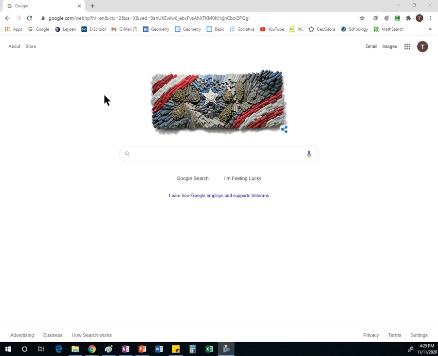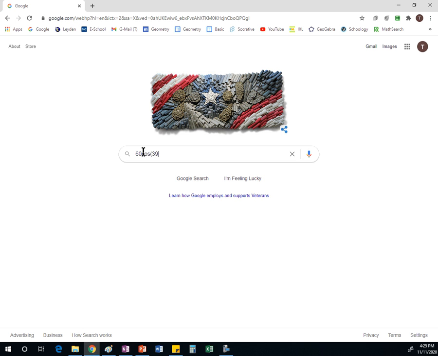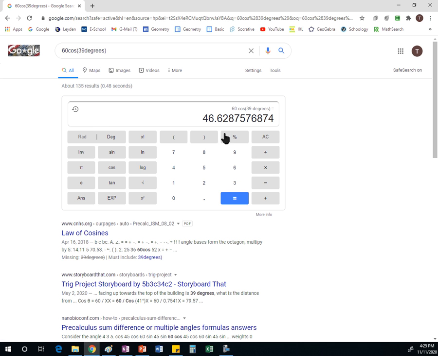If you don't have a good calculator, you can also use Google. I know I'm on Veterans Day, so the Google logo looks a little different. But you can simply type 60 times the cosine of 39 degrees in here. 60 cos, and then in parentheses, 39. Now, here's the one trick. There are two ways to measure angles, both degrees and radians. Radians is something that will come up in Algebra 2. For right now, we're in degrees. You'll have to type in degrees and then close your parentheses. But 60 cosine 39 degrees, and Google will just turn into a calculator and give us the same answer, 46.6.